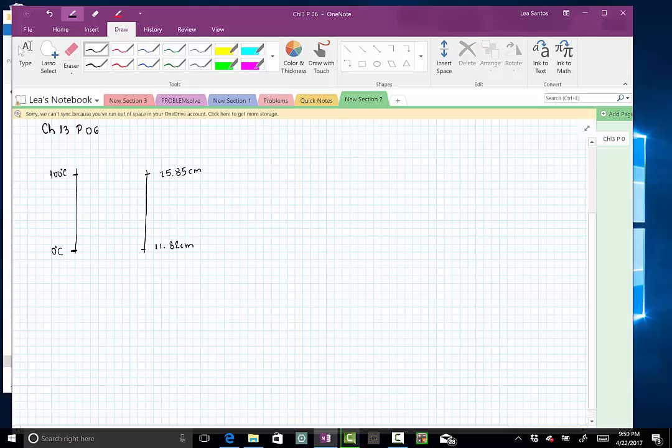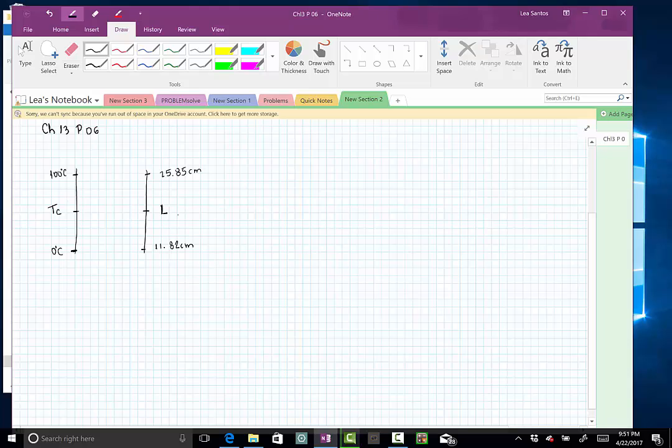So how am I going to convert from one to the other? How am I going to find the temperature for different lengths of this column of alcohol? Well, let me pick an arbitrary position here. I want to know what this temperature is, which is equivalent to a certain length. I'm going to call this the length of alcohol. So how am I going to go from one to the other?